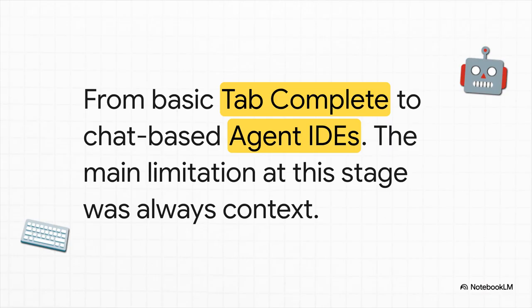Then we hit level 2, the Agent IDE. This is where tools like Cursor came in, integrating AI chat right into your editor. Suddenly, multi-file edits got way, way easier. But there was always one huge limitation: context. The AI could only really help you with the code it could see in the files you had open.